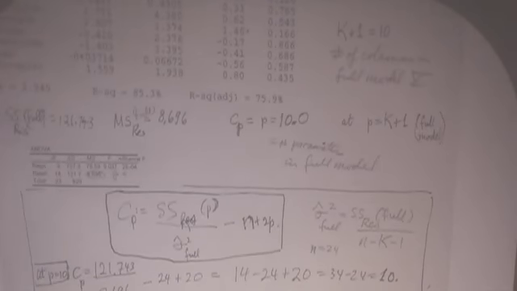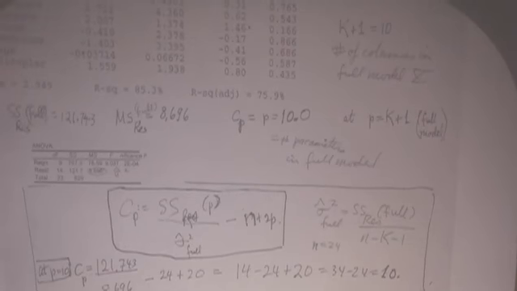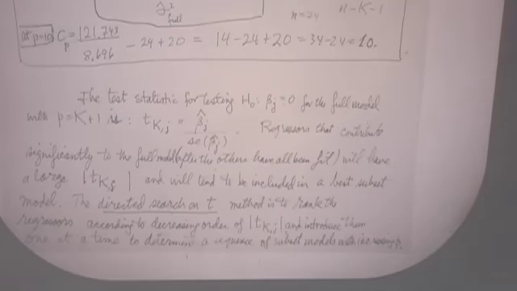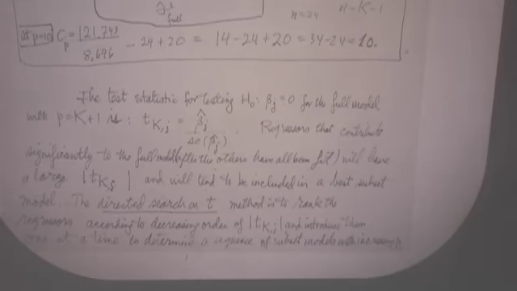The test statistic for testing H naught beta j equals 0 for the full model is this, T K J. He's got the capital K thrown in there. He may have actually thrown this notation somewhere in this text too, but this is not so important. I just take the coefficient, divide by the standard error, which you studied way back in chapters 2 and 3, and that's my T statistic. Regressors that contribute significantly to the full model after the others have all been fit, remember, will have a large T statistic in absolute value, and will tend to be included in a best subset model.